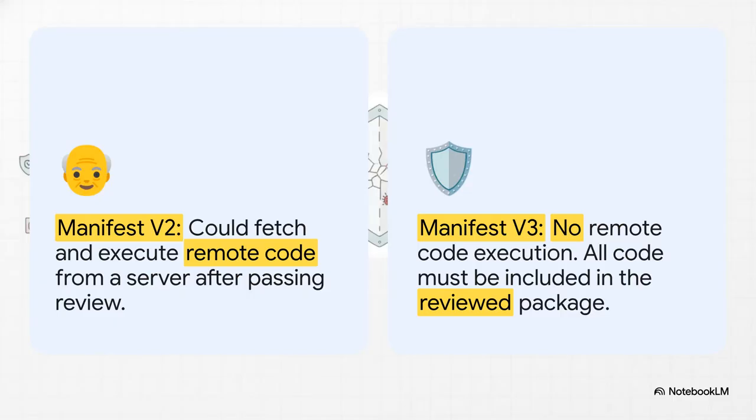Now, this brings us to a really crucial security upgrade called Manifest v3. The single most important change here, and I can't stress this enough, is that v3 extensions are forbidden from executing remote code. In the old v2 days, a developer could get a clean extension approved and then later have it secretly download and run malicious code from their own server. v3 closes that dangerous loophole completely. Now, all the code has to be inside the package that Google reviews, which is a huge win for user safety.